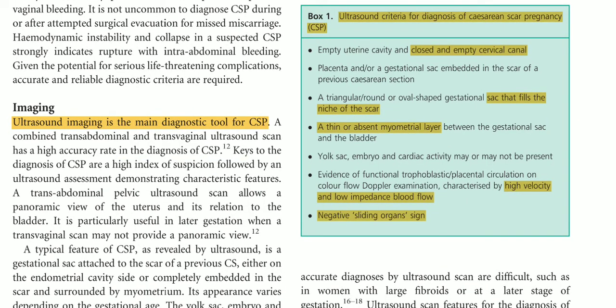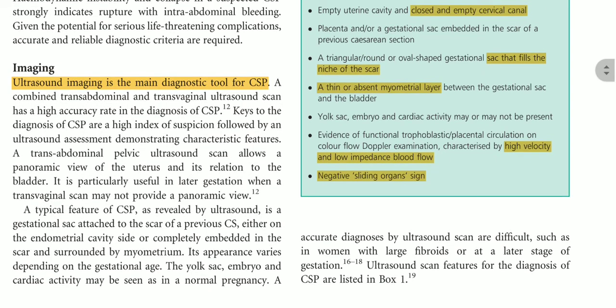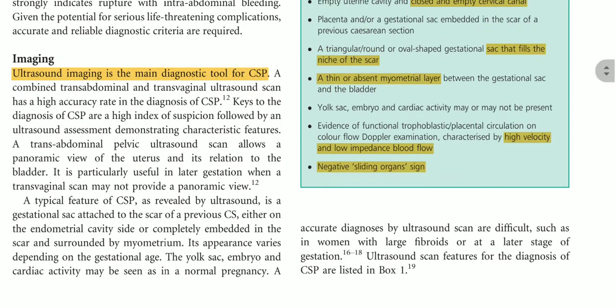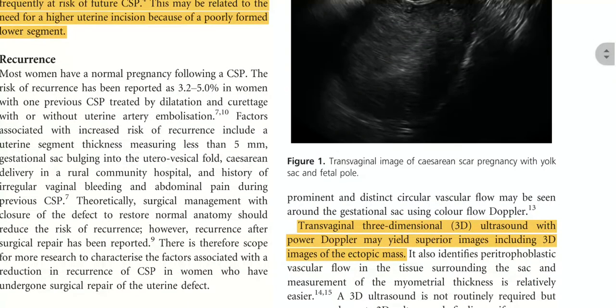A typical feature of cesarean scar pregnancy, as revealed by ultrasound, is the gestational sac attached to the scar of the previous cesarean section, either on the endometrial cavity side or completely embedded in the scar and surrounded by the myometrium. Its appearance varies depending upon the gestational age. The yolk sac, embryo, and cardiac activity may be seen in a normal pregnancy. A prominent and distinct circular vascular flow may be seen around the gestational sac using color flow Doppler.